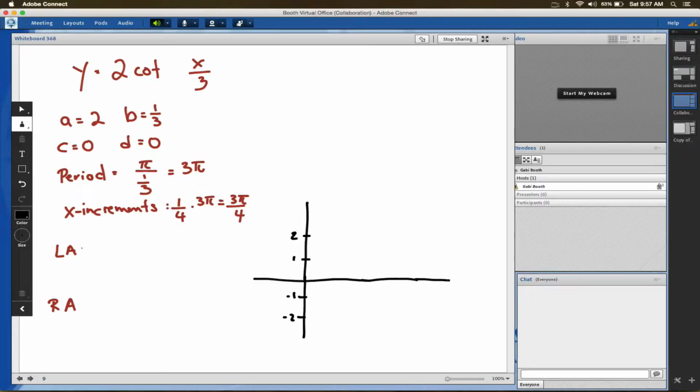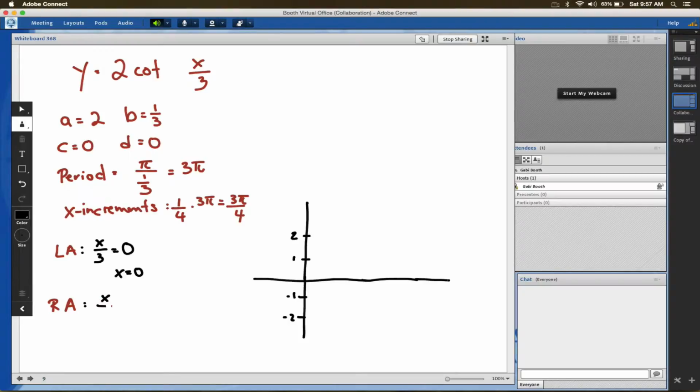Now, since we have a cotangent, for the left asymptote, we start by setting whatever our argument is, x over 3, equal to 0, because the cotangent is cosine over sine, and whenever the sine is 0, the cotangent is undefined, and that's why we need an asymptote there. So in this case, x over 3 is 0. If you solve for x, you get x equals 0 is our left asymptote.